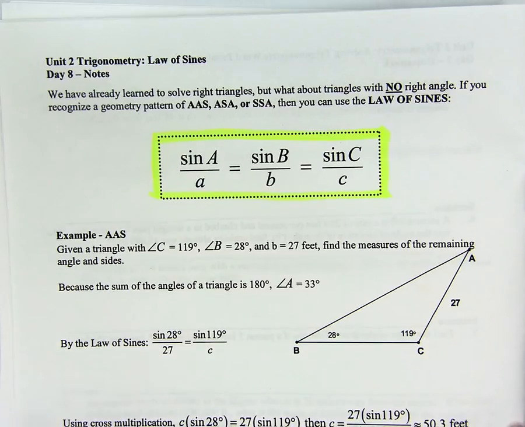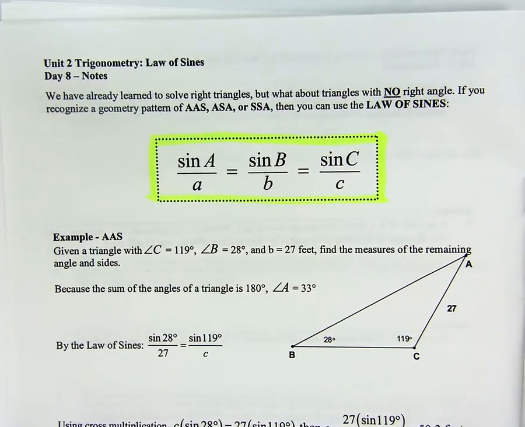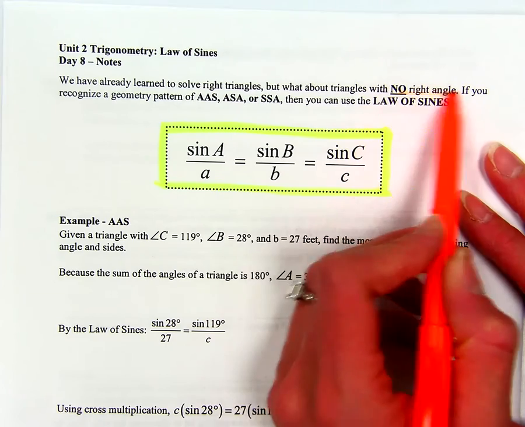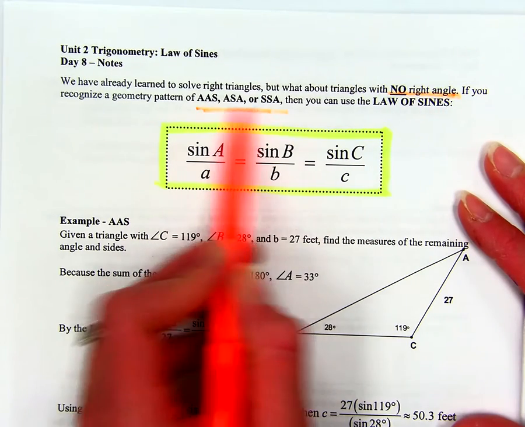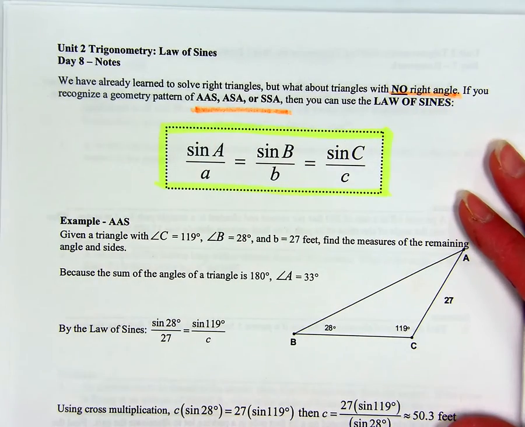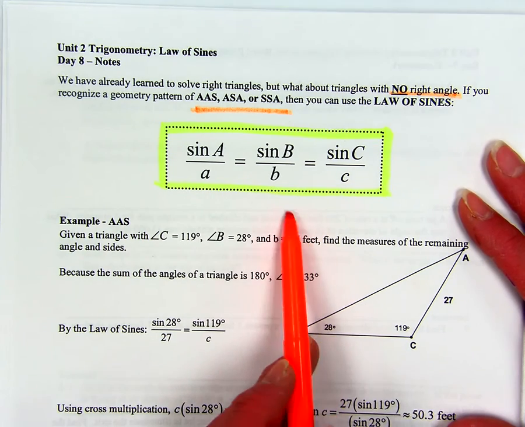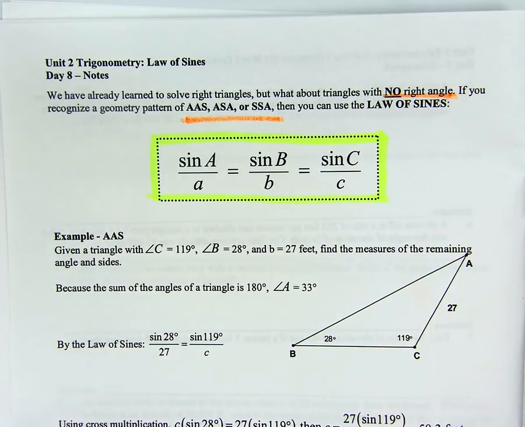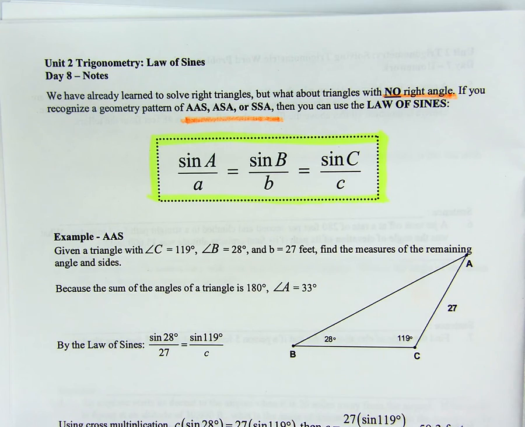All right, so today we're going to talk about the law of sines, which is going to be applied to non-right triangles. So these are triangles that have no right angle, and we're going to use them in these three situations where you're given angle, angle, side, angle, or side, side, angle. So this is the formula. It's on page 32. We're going to refer back to that as we do our problems for day 8.